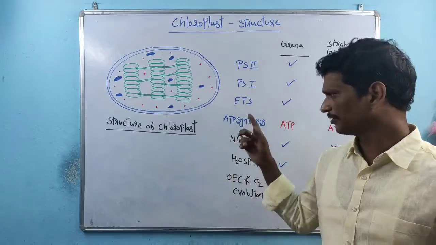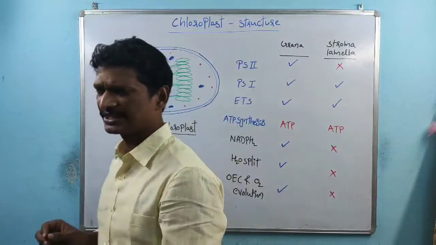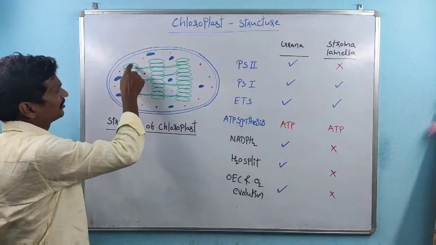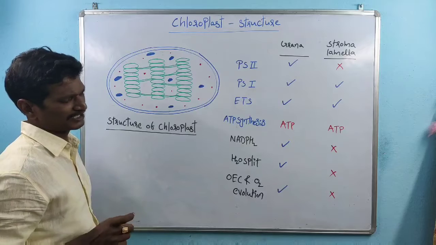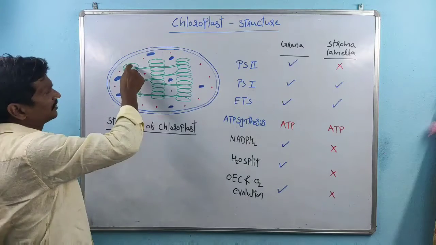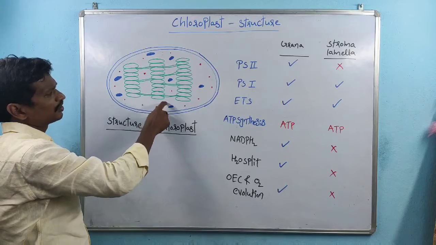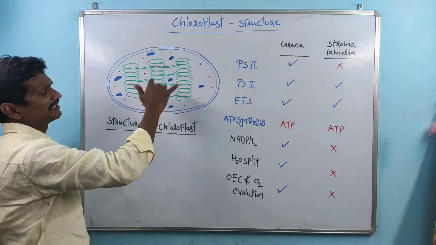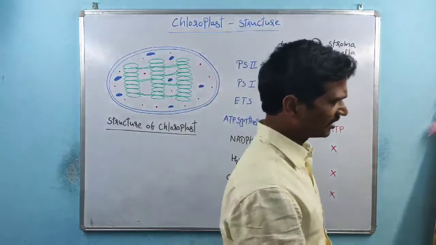After that, inside the chloroplast, there are plate-like structures. These are the individual plate-like structures. A row of plate-like structures is called a granum. This is one thylakoid membrane, and this row is called a granum. This is a granum, this is a granum, this is a granum. The total content is collectively called grana.